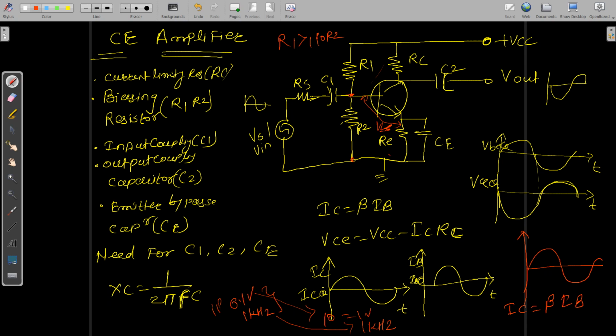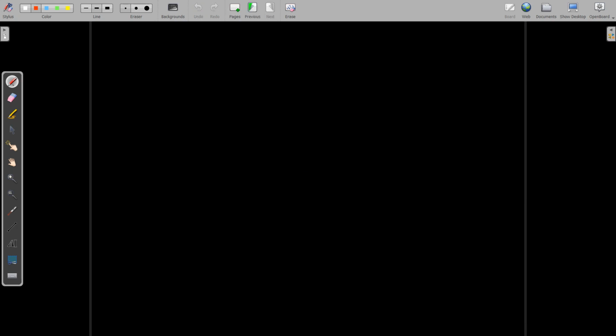Now the very important resistor is RE. We know that RE is called a stabilization resistor. Why so? Because it provides stability to your circuit. With variation in temperature or your beta value, whenever you have changes in temperature, we know that your base current changes. Because of that your IC will change.